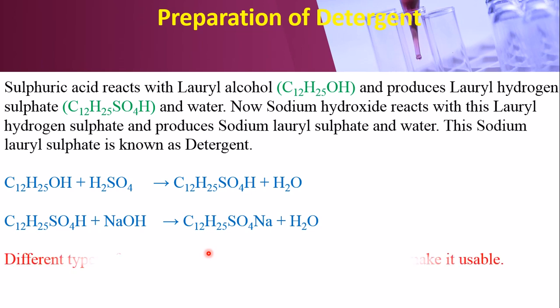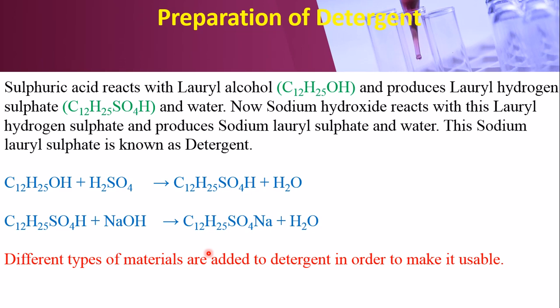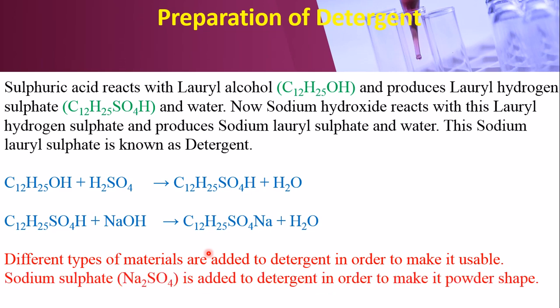Now, different types of materials are added to detergent in order to make it usable. For example, sodium sulfate is added to detergent in order to make it powder shape.